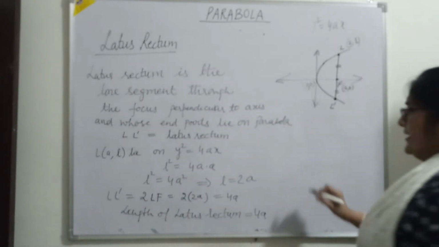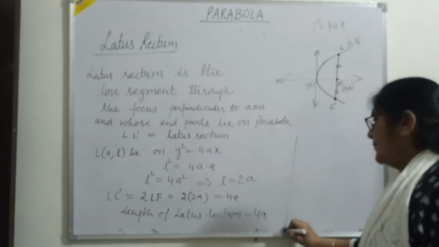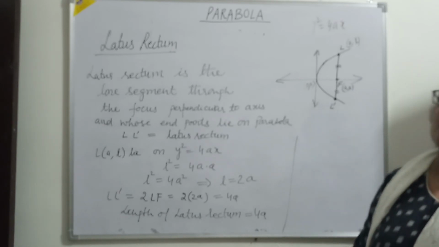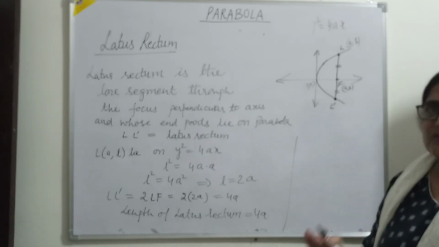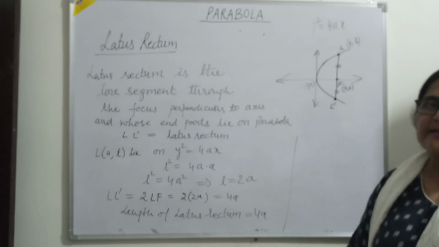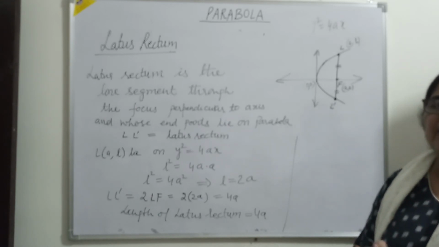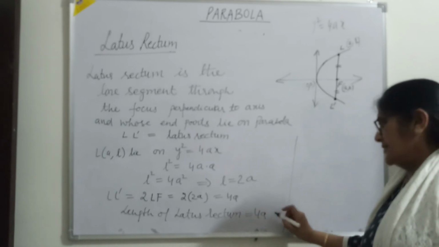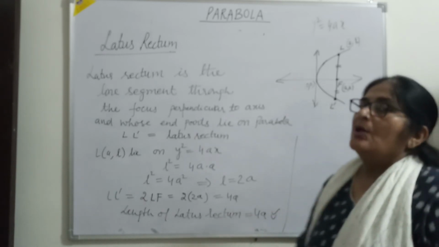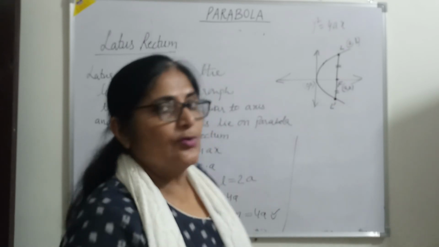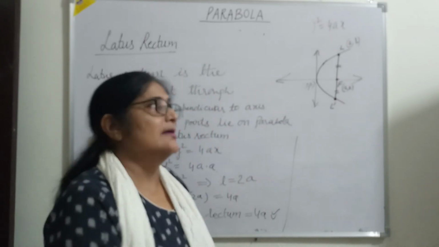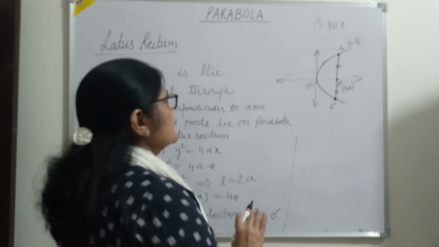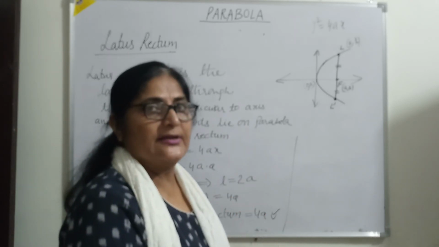The length of the latus rectum remains the same in the other standard forms also, whether the form is y² = −4ax, x² = 4ay or x² = −4ay. The length of the latus rectum is 4a. Now, this was about the parabola. In the next video, we will solve some problems on the parabola. Thank you.